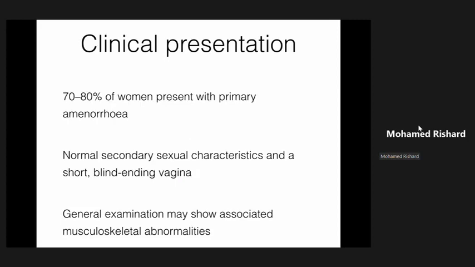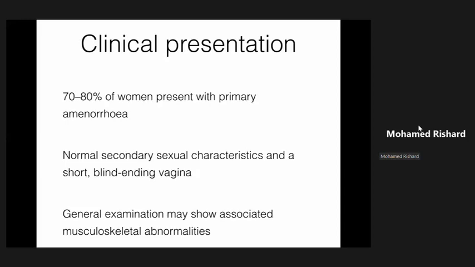Okay. So they mostly come with primary amenorrhea, and normal secondary characteristics. When you examine, the vagina will be blind-ended. The hormone profile will be okay. Karyotyping will be normal. The only thing is structural: when you examine, a vaginal dimple will be there, and a scan will show no uterus structurally. We confirm it with MRI.